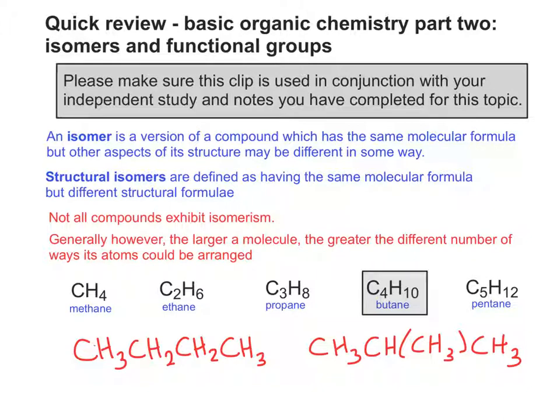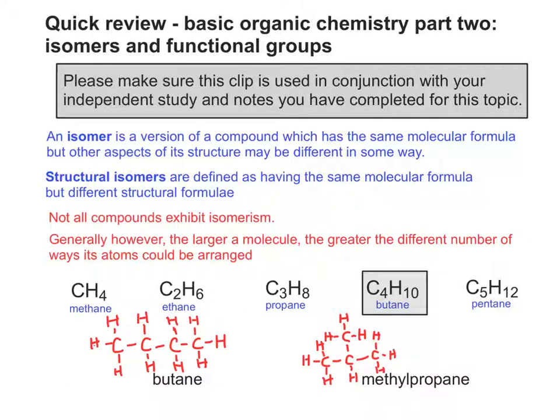In fact, it's not until you get to butane where you start to get structural isomerism showing itself. And in fact, you also give the isomers different names, because the second isomer actually is propane with a methyl group on the second carbon. You don't want to call it 2-methylpropane because there's only one place that the methyl group could sit. This can be demonstrated by drawing out the displayed formula for each of these. But you can see the difference.